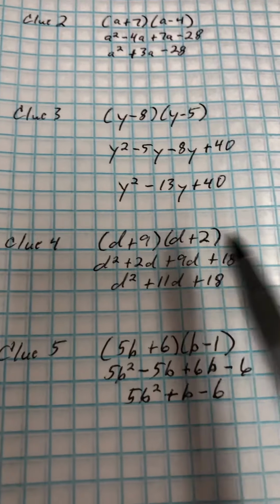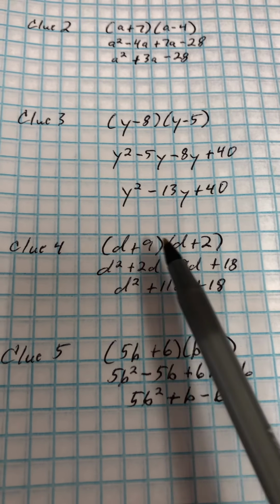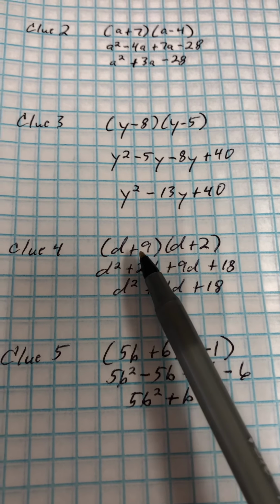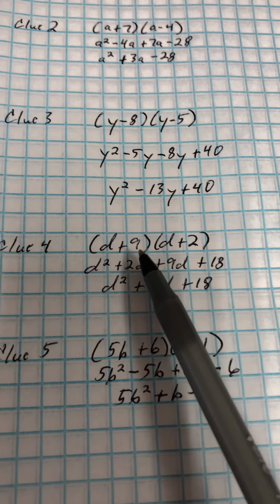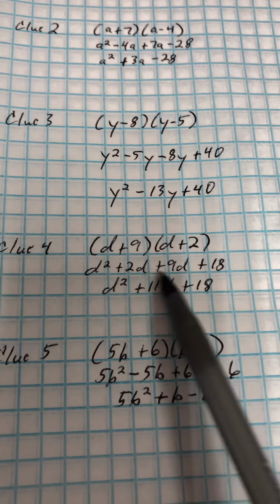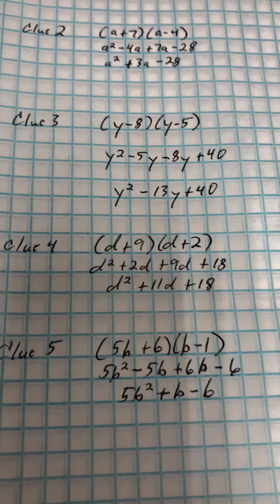For number 4, first times first, d squared. Outside times outside, 2d. Inside times inside, 9d. Last times last is 18. Combine these like terms, 9 plus 2 is 11.